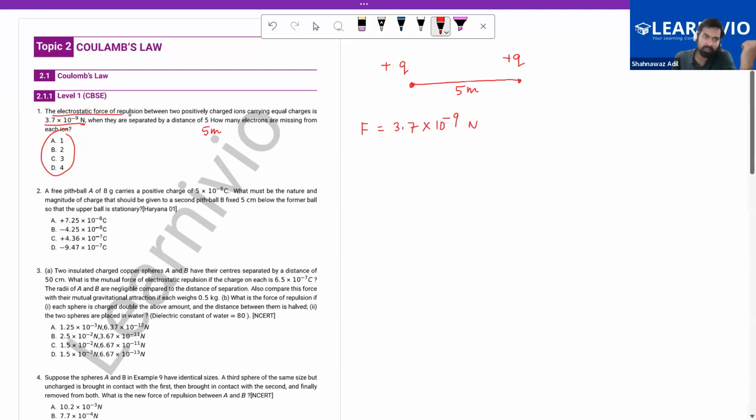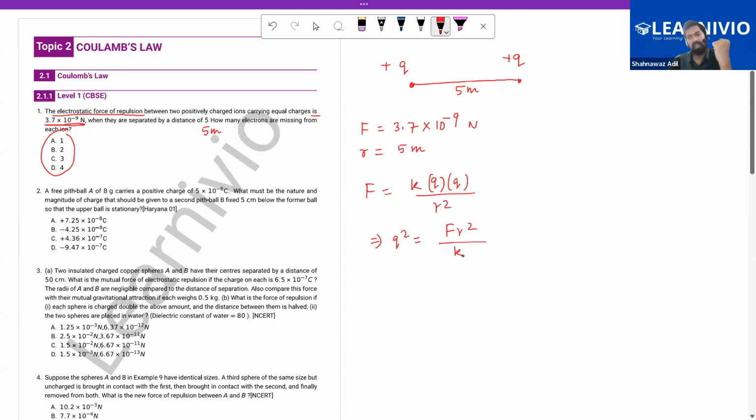The electrostatic force of repulsion is 3.7 into 10 to the power minus 9. So they have given the force. They have given the separation as well. Which means that, using Coulomb's law, what can we calculate? We can calculate the charge. Absolutely correct. So using Coulomb's law, this is Q, this is Q. We can calculate the charge. So this Q squared would be F r squared divided by k.